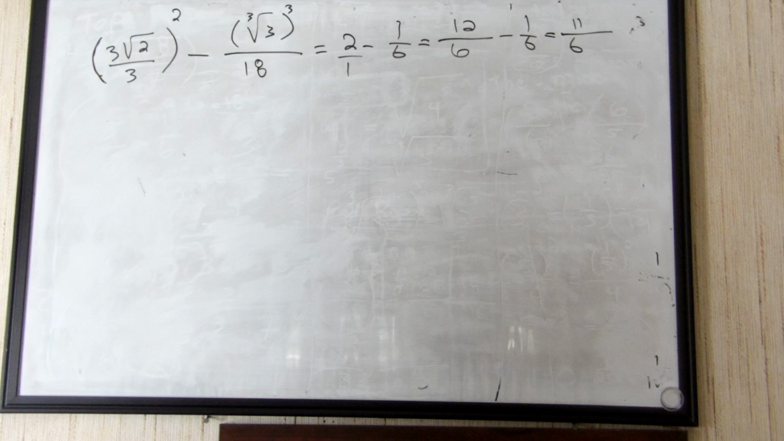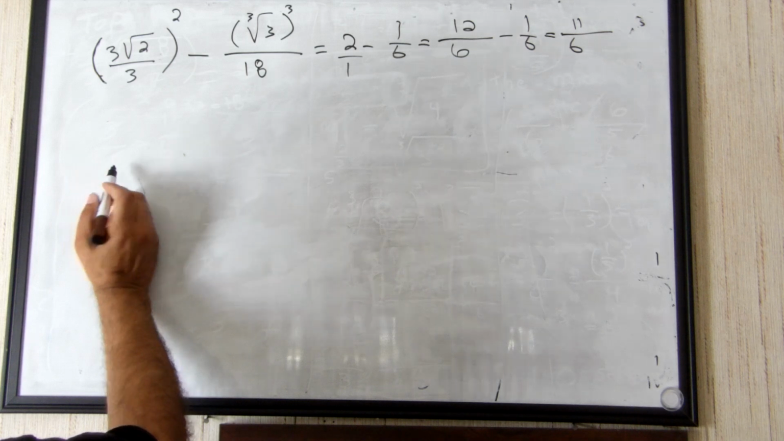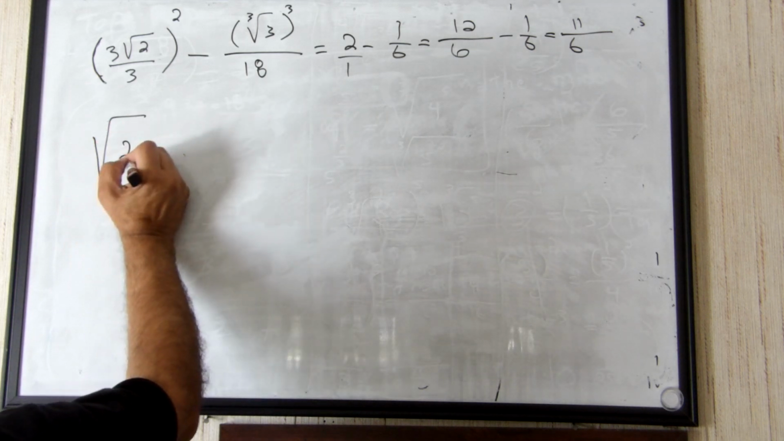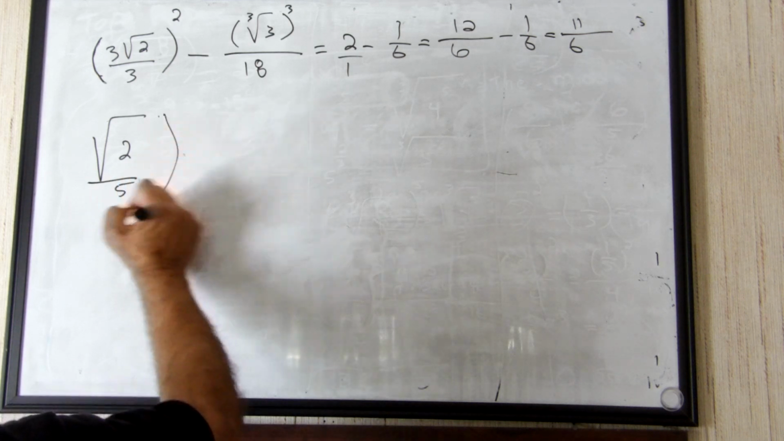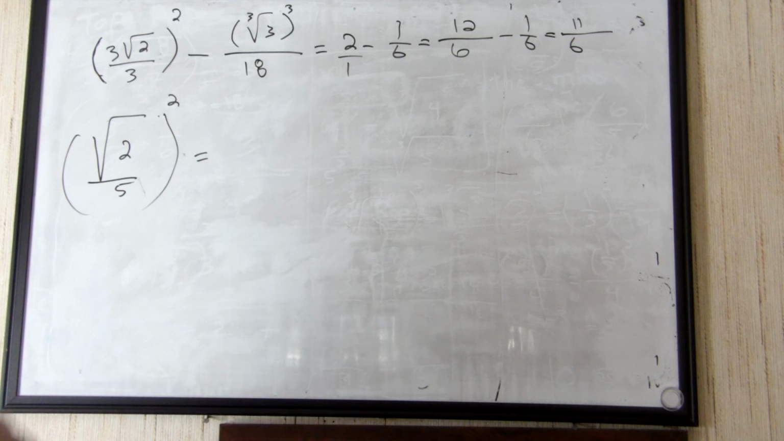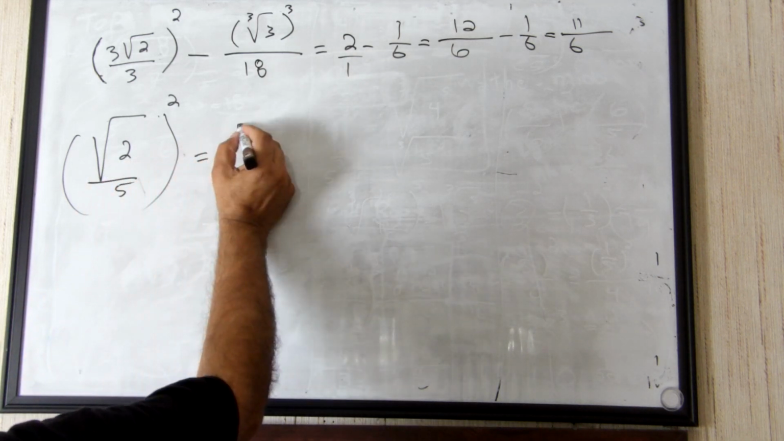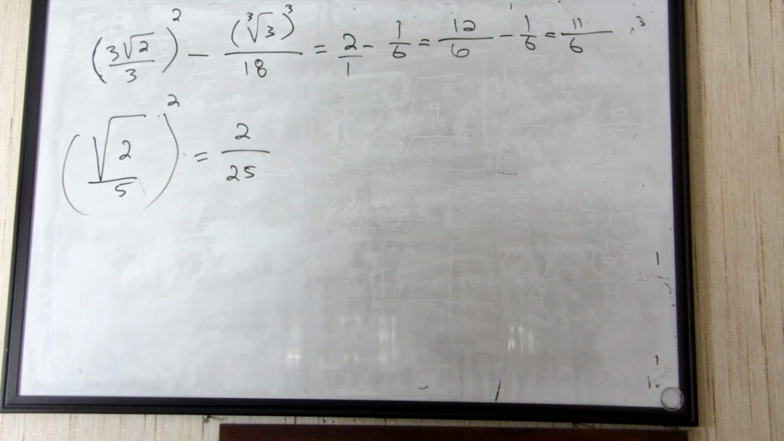So another example we have: over 2 to the power of 2, the whole thing. This is to the power of 2 is going to be 2, and this one to the power of 2, 25. The answer is going to be 2 to 25.